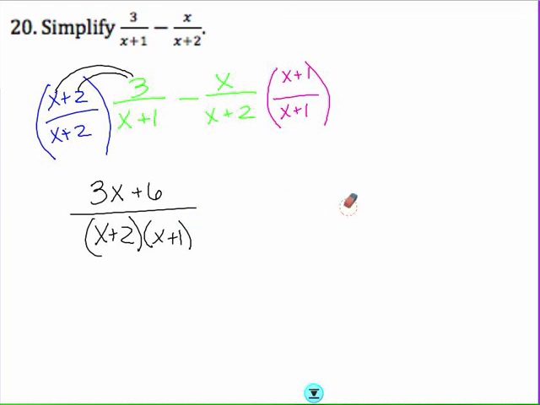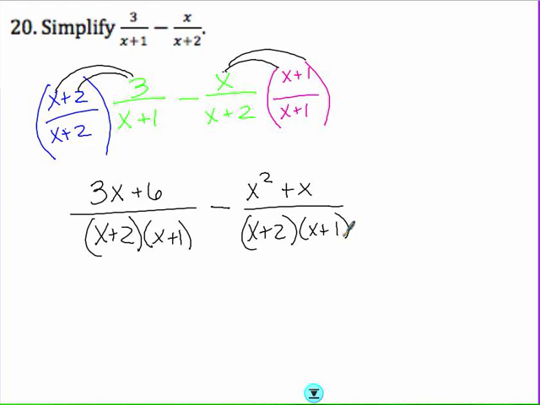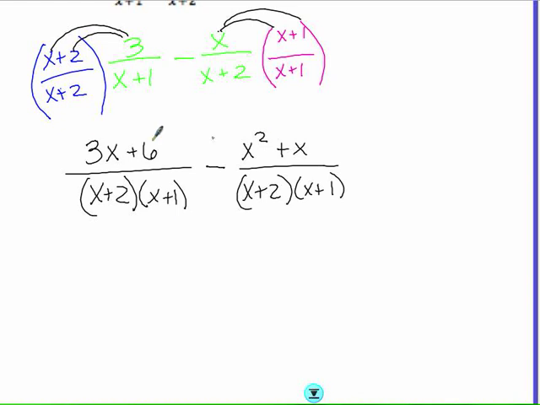Over here, I've got a minus, and then I do the same thing here. I'm going to distribute, giving x squared plus x, and at the bottom, x plus 2 times x plus 1. They have common denominators now, so I can go ahead and combine the terms. I've got x squared, the positive x, I've got 3x minus this x, so really I've got 2x left up there. This should have been a negative. And then 6 minus nothing, so plus 6.